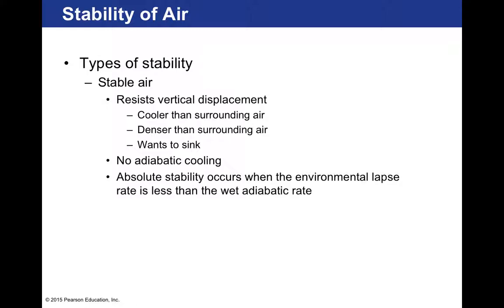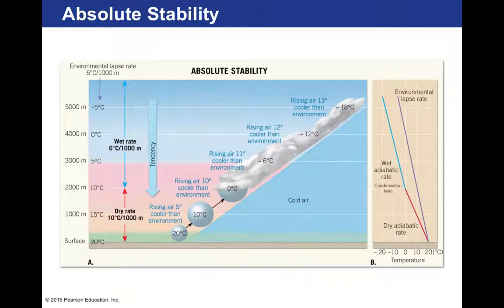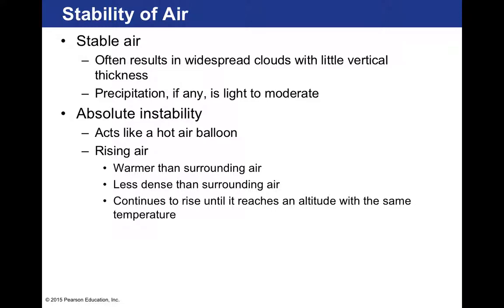So types of stability. We could have stable air. This is air that resists vertical displacement. So it's cooler than surrounding air. That means it wants to sink rather than rise. There's no adiabatic cooling. And there's something called absolute stability, which can occur when the environmental lapse rate is less than the wet adiabatic rate. This is just a diagram describing absolute stability. Make sure you read the chapter to understand this fully.